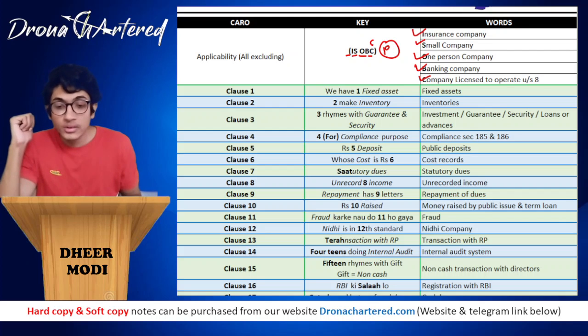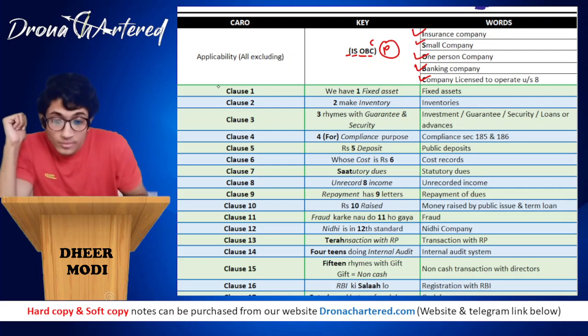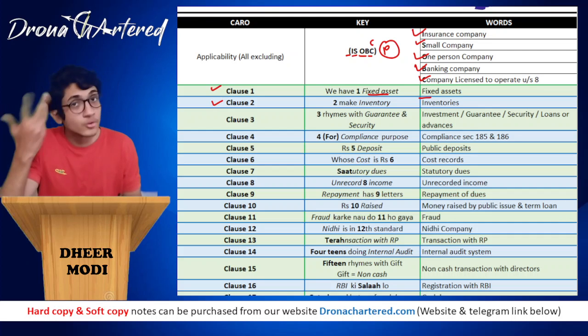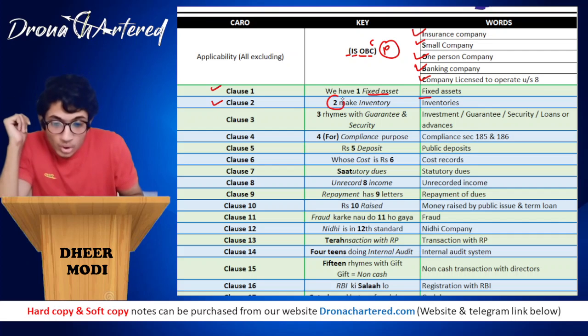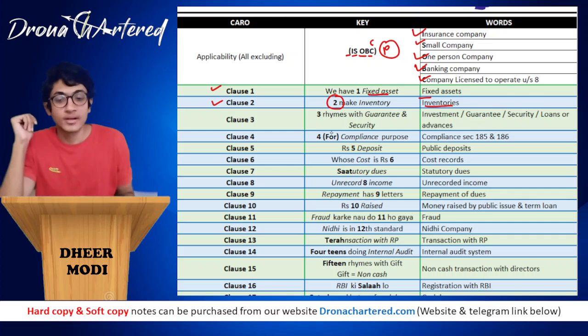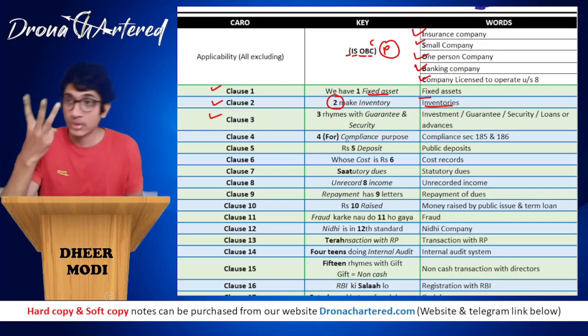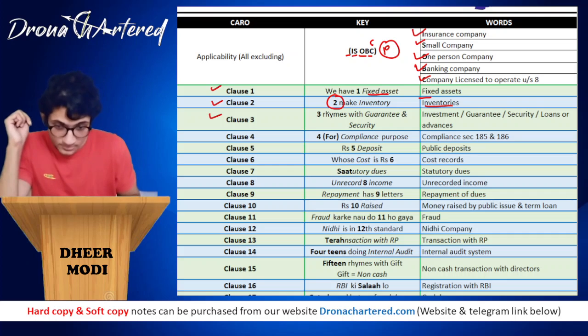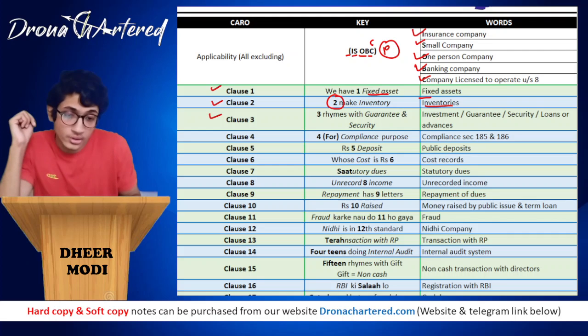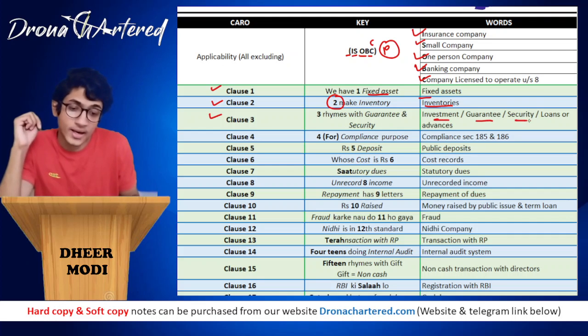Now, to learn the clause numbers. First is your clause 1. Clause 1 is fixed assets. We have one fixed asset, so it becomes your clause 1. Why do we have this fixed asset? Why would we have machinery? To make inventory. So your clause number 2 becomes inventory. Clause number 3: 3 rhymes with guarantee and securities, therefore it is investment, guarantee, security, loan or advances.